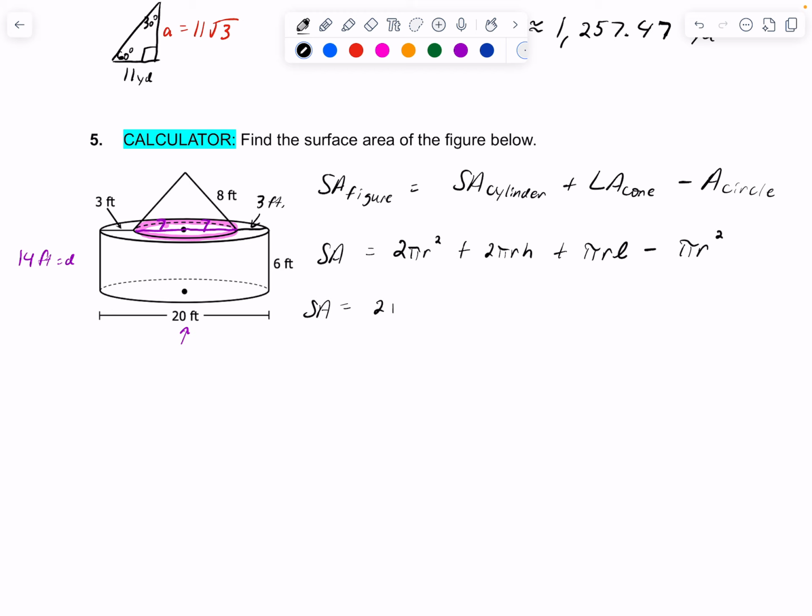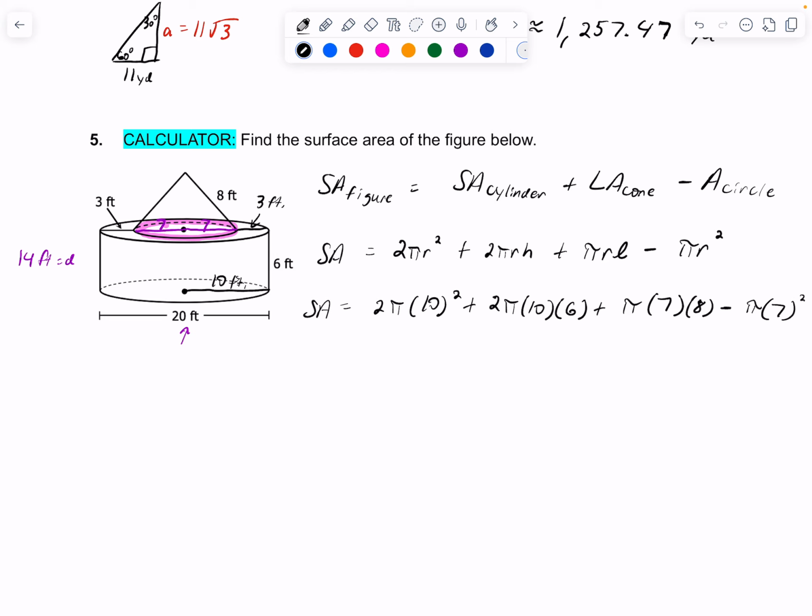We have 2 times pi times the radius. Now this is the cylinder, so this radius here is going to be 10 feet. So I'm going to plug in 10 squared plus 2 times pi times the radius of 10 times the height of 6 plus pi times the radius for the cone is 7 times the slant height is 8 minus pi times the radius of that circle is going to be 7 squared.